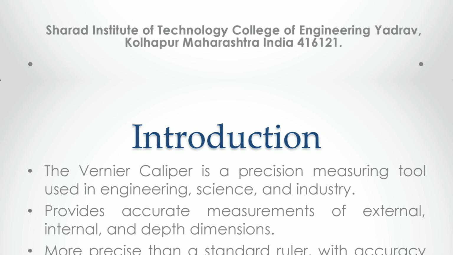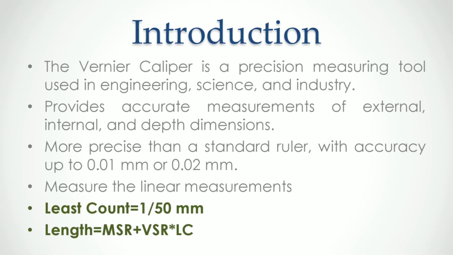Today I want to discuss the Vernier Caliper and how we can use it. First, some introduction. The Vernier Caliper is a precision measuring tool used in engineering, science and industry, providing accurate measurement of external, internal and depth dimensions. It is more precise than a standard rule, with accuracy up to 0.01 to 0.02 mm. This is the exact accuracy, and in other terms we can say this is the least count.